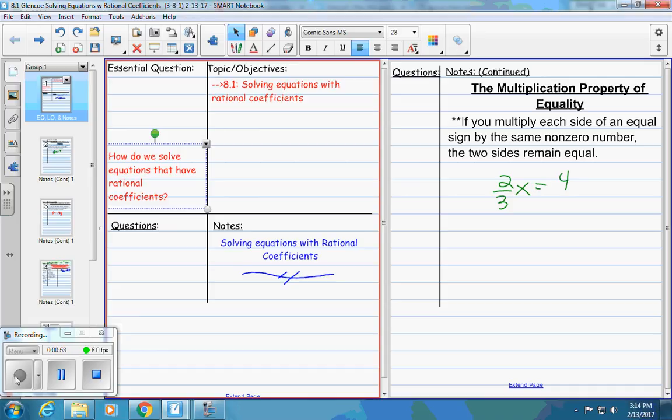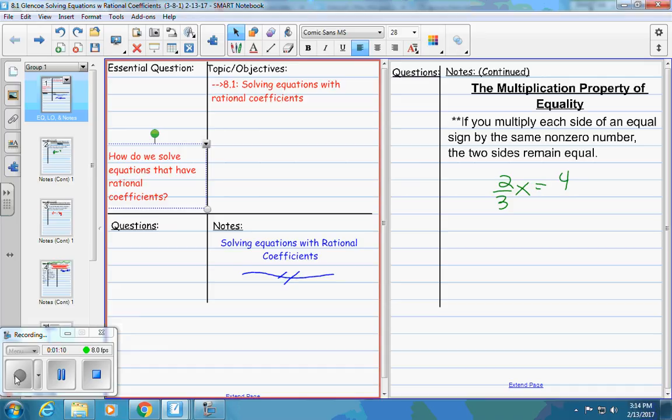Welcome back. Our essential question is, how do we solve equations that have rational coefficients? We're also going to sneak in addition and subtraction. Really, this lesson is all about how to solve a one-step equation. The first thing we're going to learn is the multiplication property of equality.